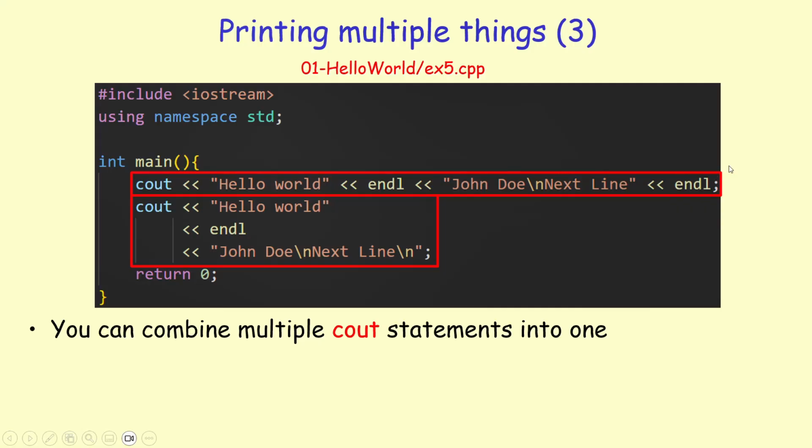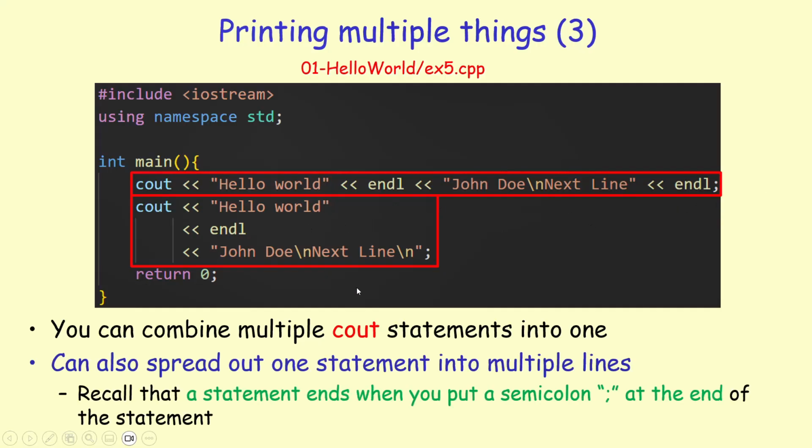Remember, in C++, a statement ends only when a semicolon is put at the end. So as long as the compiler does not see the semicolon, it assumes that this is a continuation of the same statement. This actually lets us break or spread out this first statement into multiple lines like this. So what I did was I took this statement at the top, where everything is written on a single line, and spread it out into 3 lines for readability purposes.